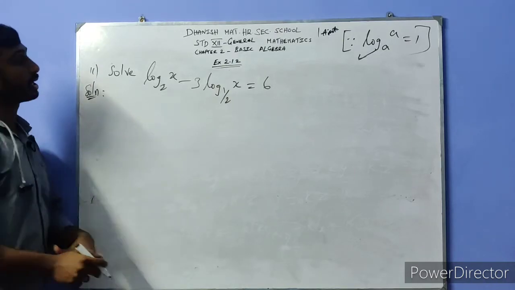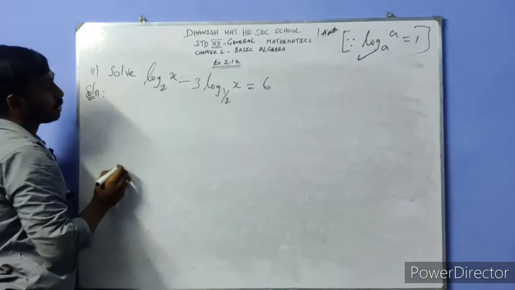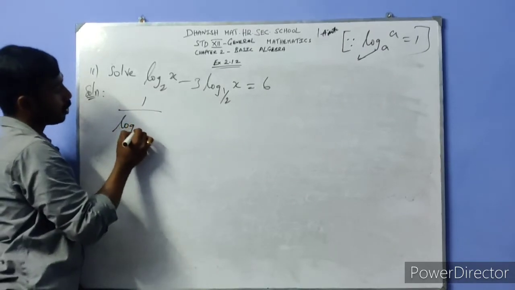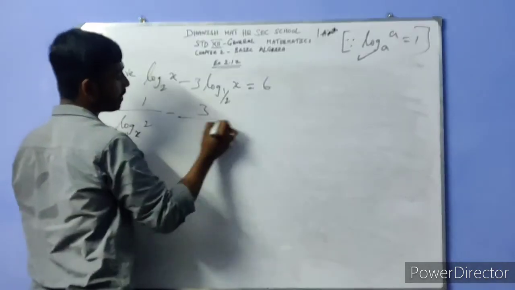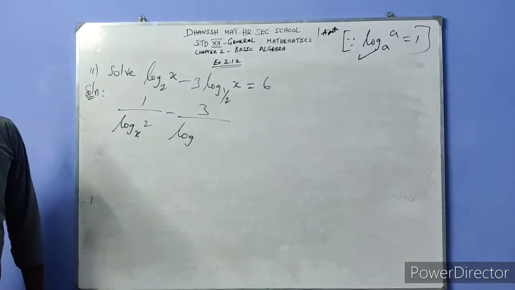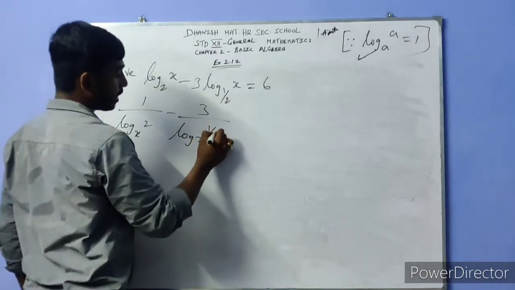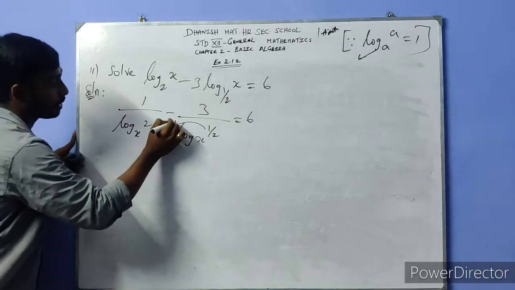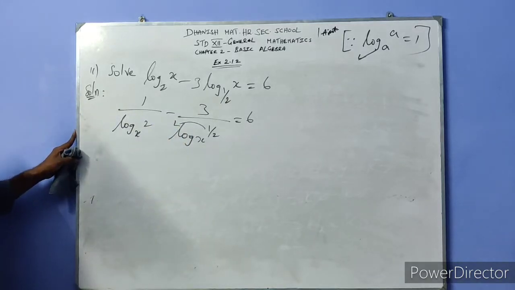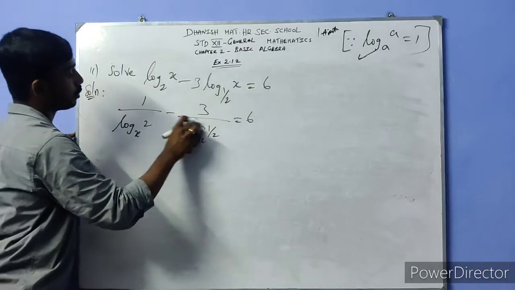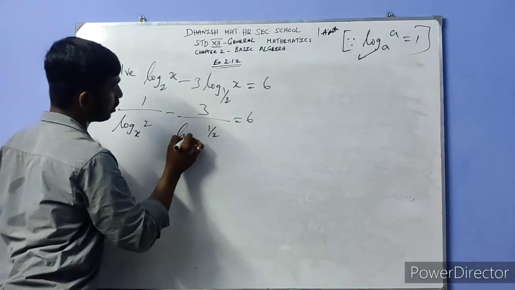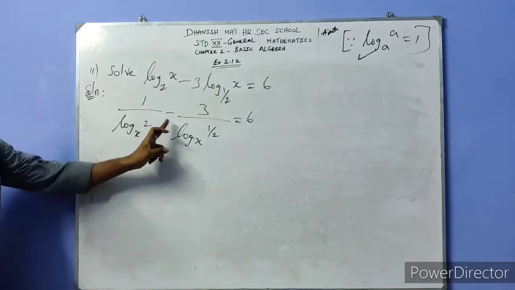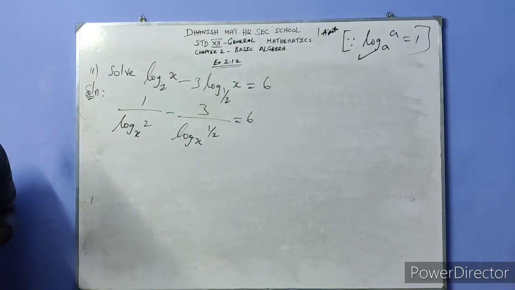What is the value given here? Because we have this quotient rule method, that is 1 divided by log x power of 2 minus 3 divided by log x power of 1 by 2 equal to 6. This quotient rule we are using. How to use this? This 1 by 2 will go into the power, because we are using the power rule, log x power of 1 by 2. What is the value again? 1 divided by log x power of 2 minus 3 divided by log x power of 1 by 2.